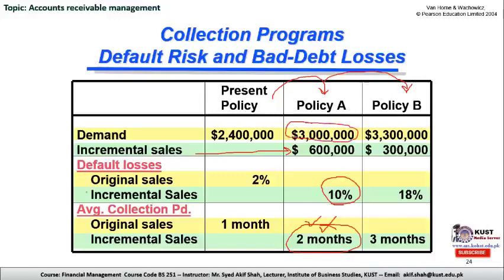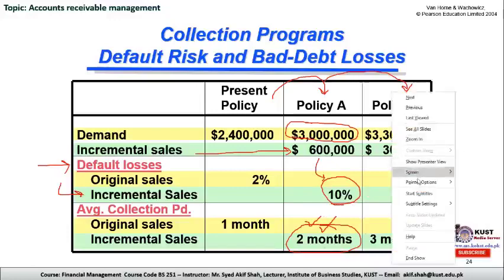But there are certain default losses associated with the incremental sale. Out of this $600,000 of incremental sale, 10% of the credit customers will default and will not pay out their obligation on due time.